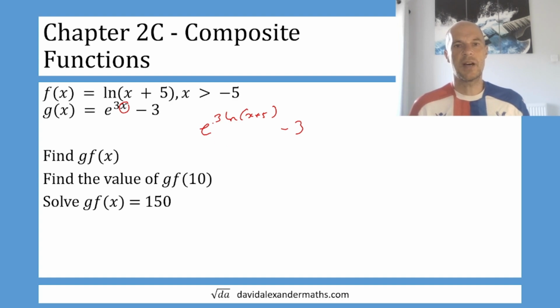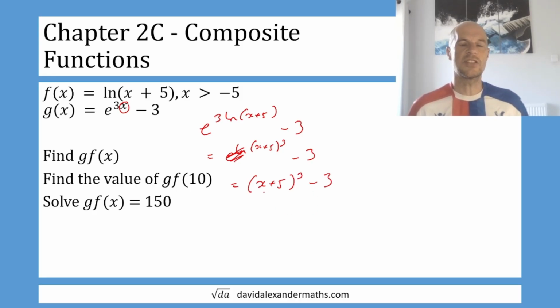And we can do that by the number before the ln, that can be made the power of the x plus 5. So this is the same as e to the power of ln x plus 5 cubed minus 3. And now e and ln are together and they will cancel out. So the function is simply x plus 5 cubed minus 3. You see a lot of questions where you get e's and ln's together, and the idea is that you can work them so they can just cancel each other out. So that's the gf of x.